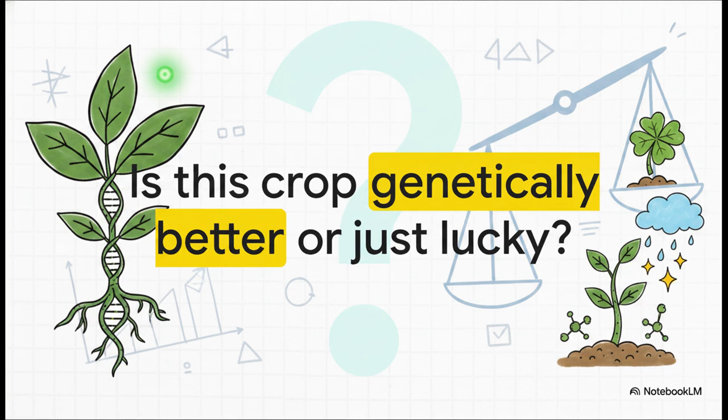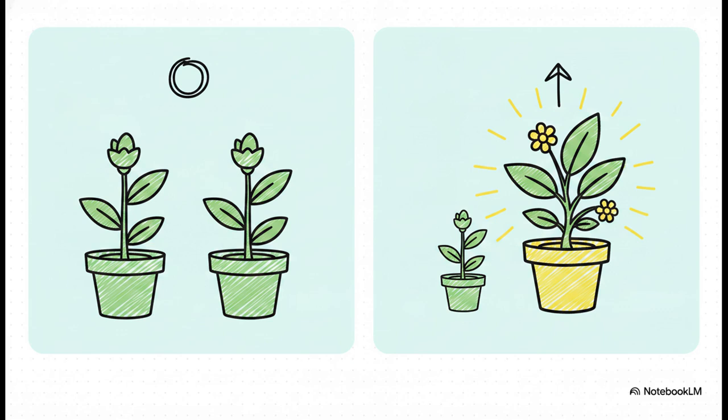I mean, this is the million-dollar question that keeps agricultural scientists up at night. Is this new crop genuinely, genetically better, or did the soil in that specific patch of the field just happen to get a little more water and nutrients? Without a solid way to answer this, agriculture is just guesswork. To definitively answer that question, we enter the battleground of significance testing.